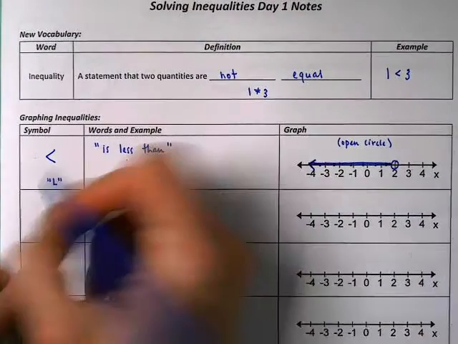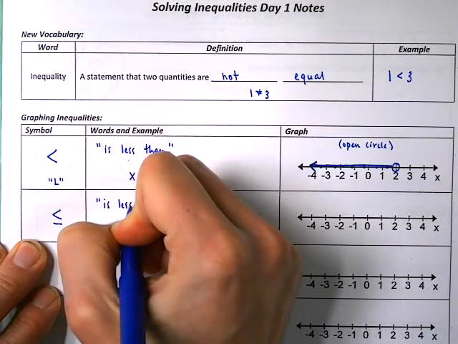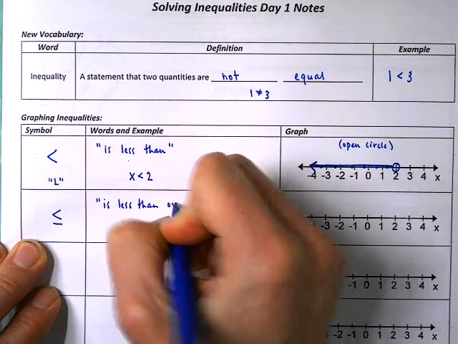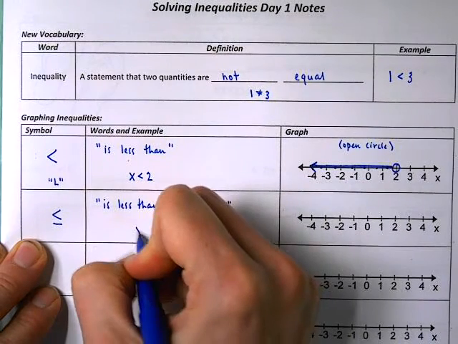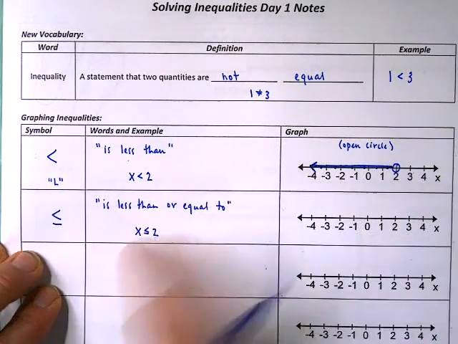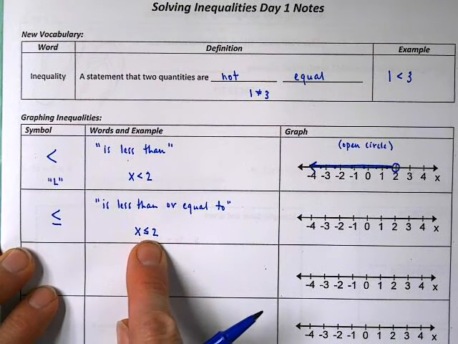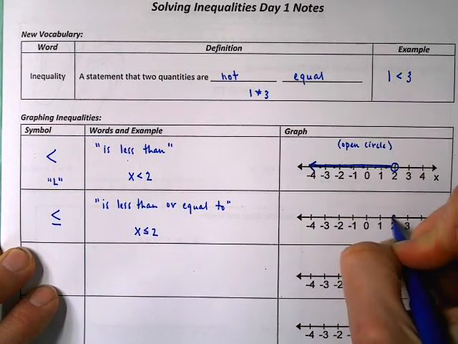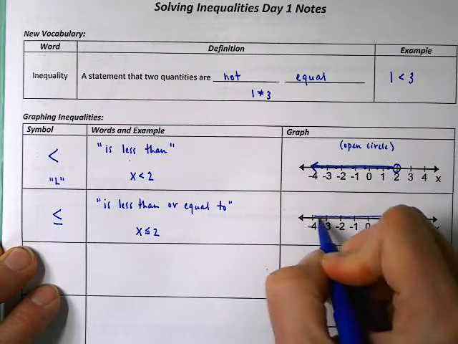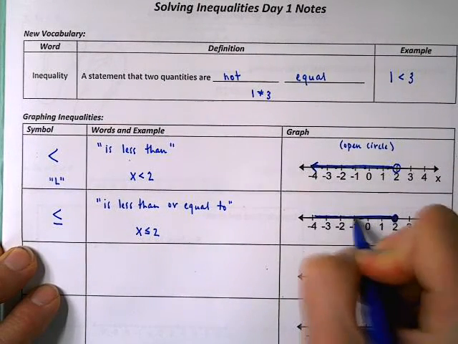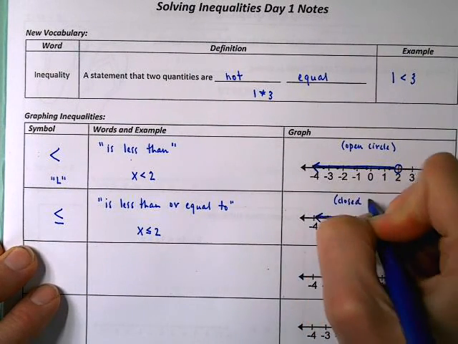Okay, the next symbol now we have is less than or equal to. And that's going to look like this. An example might be x then is less than or equal to 2. Now, since we're saying that x can be 2, it's less than or equal to, we're including 2 when we graph, so we're going to have a closed circle. And we're still going to shade everywhere to the left here, because that's where numbers are less than 2. So let's make a note here. We have a closed circle.